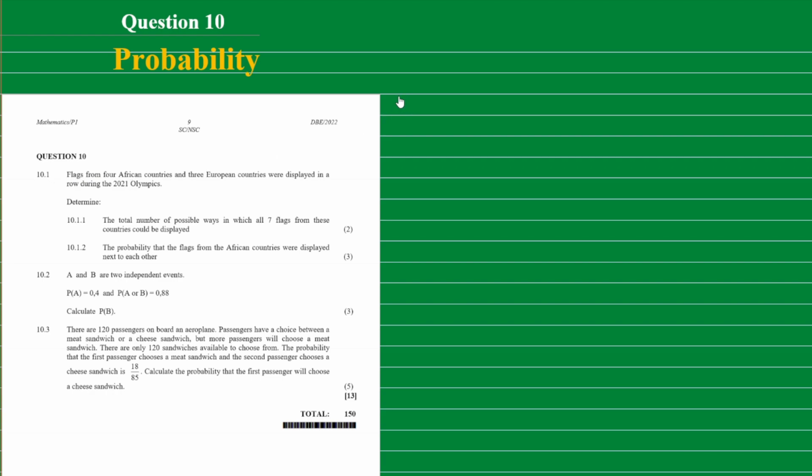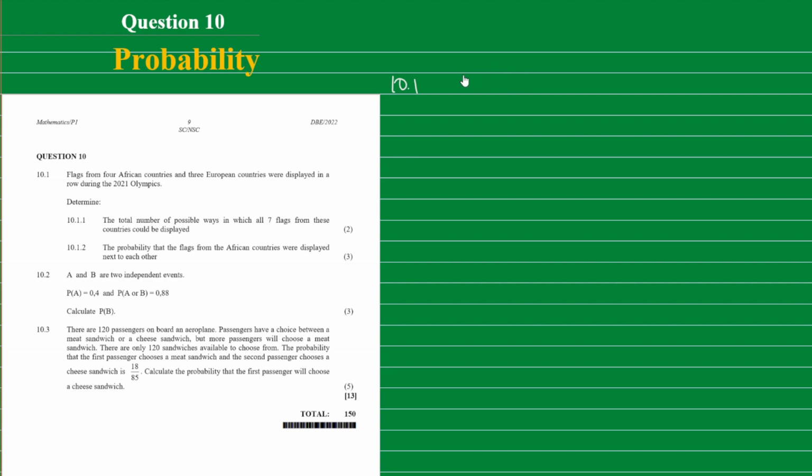The question reads as follows. Flags from 4 African countries and 3 European countries were displayed in a row during the 2021 Olympics. Determine the total number of possible ways in which all 7 flags from these countries could be displayed. So we know that this question is coming from the fundamental principles of counting.